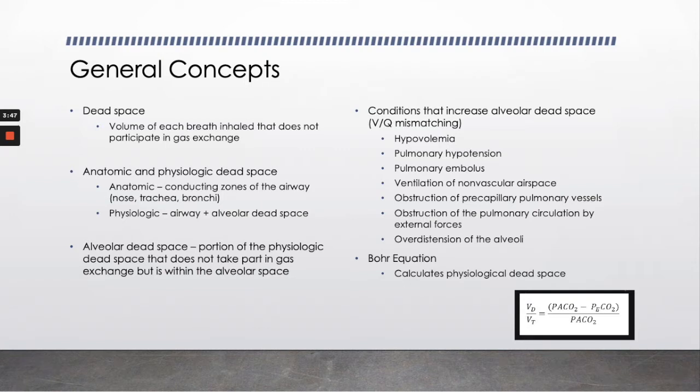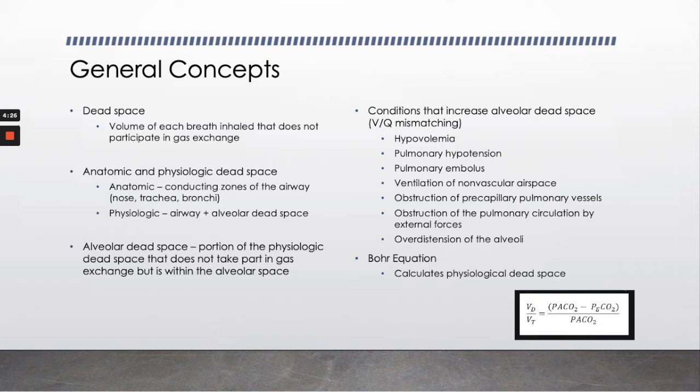So again, dead space represents the volume of ventilated air that doesn't participate in gas exchange, and there are two types, the anatomic and the physiologic dead space. Basically, the anatomic dead space is represented by the volume of air that fills the conducting zones, which are the nose, the trachea, and the bronchi. And the physiologic basically includes the anatomic, or the airway, plus the alveolar dead space, which is the portion of the physiologic dead space that does not take part in gas exchange but is within the alveolar space.